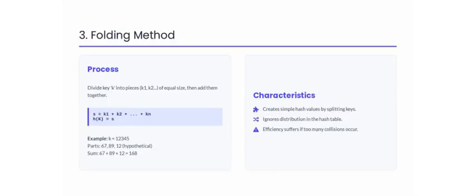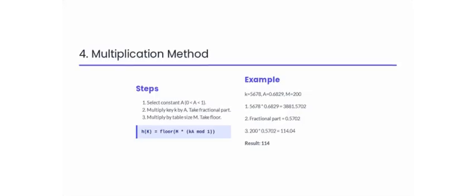And then the next method is the multiplication method. This is the procedure for that. Select a constant value, multiply the key value with the constant value, take the fractional part, multiply again by the table size, and finally take the floor value. Here is the formula: first we find k modulo, then multiply with m, and finally take the floor value of that, and using that we find the hash value. And this is the example.